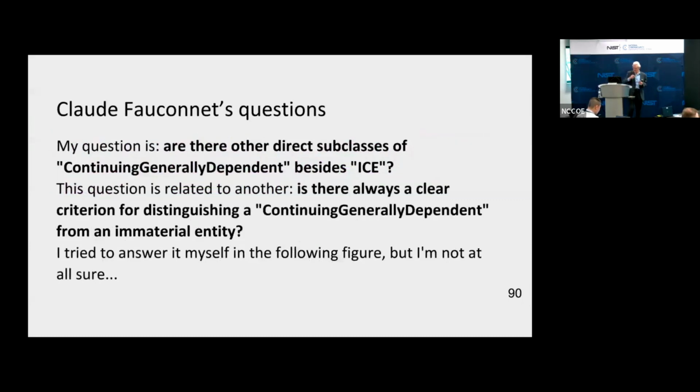All right, now we come to a second set of questions which come from Claude. So I haven't talked about general. Actually, I should have read or proofread the question. We have specifically dependent continuants in BFO. We also have generically dependent continuants, which I think is what Claude is getting at here. A generically dependent continuant is an attribute which can migrate.